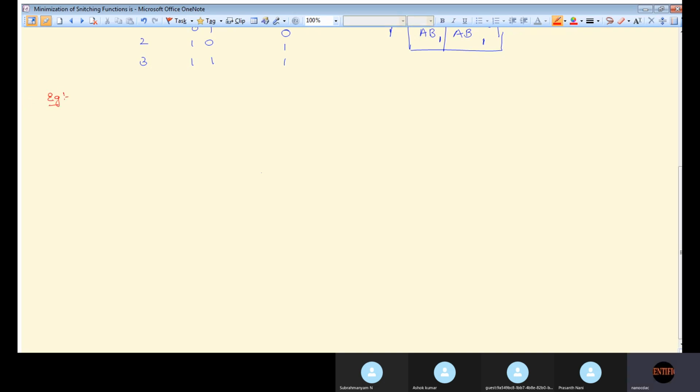This is one example I am giving you. f is equal to a bar b plus ab bar. If I ask you to map this function into a K map, how do you map it? Here a, b, and 0, 1, 0, 1. So the position 0, 1, and this is 2, and this is 3.